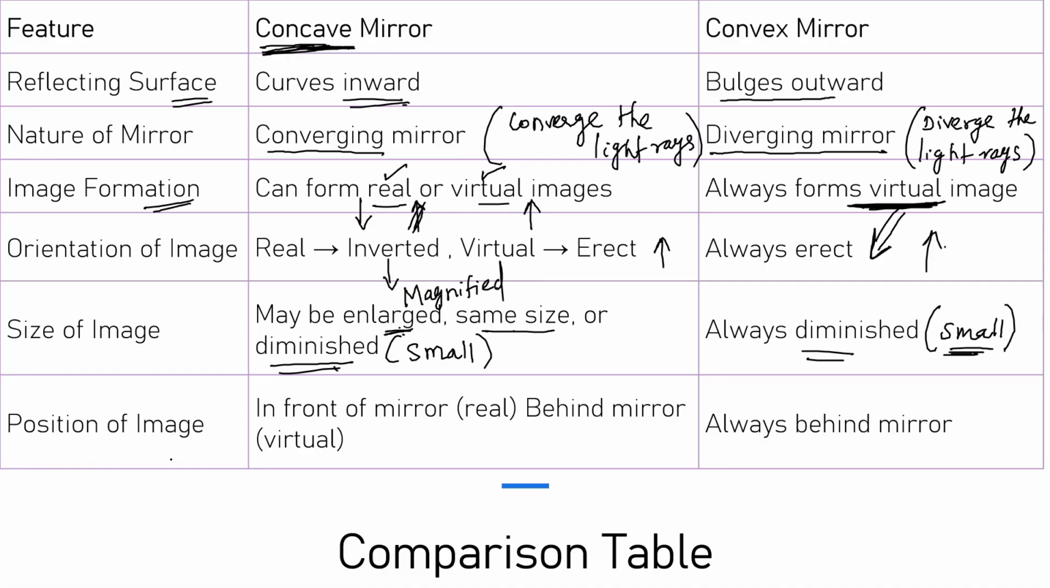Now position of the image. That means when you hold a screen, which side you will get an image. That also we have discussed in our module 2. If the image formed is real, where will you get it? Very good. In front of the mirror. Now if it is virtual, where will you get it? Behind the mirror. So these are the important points that you should remember about concave and convex mirror. Don't try to remember the differences between both. Remember only one, either concave or convex.